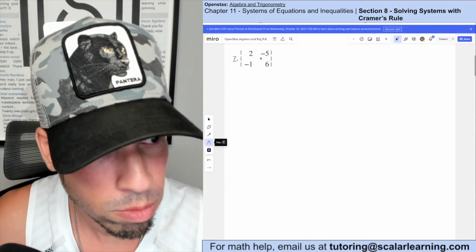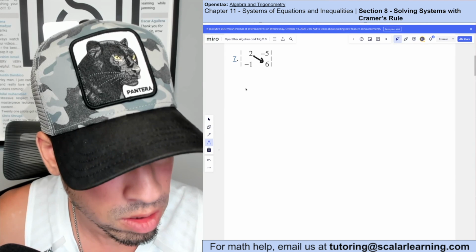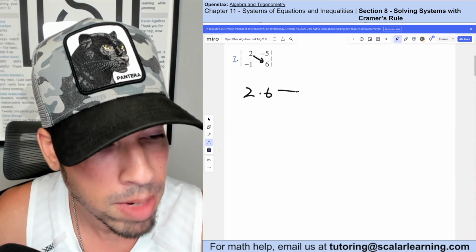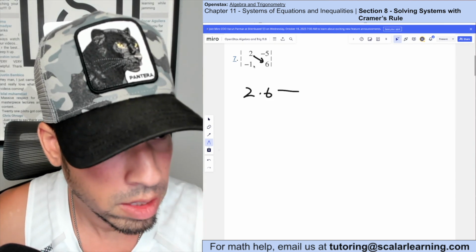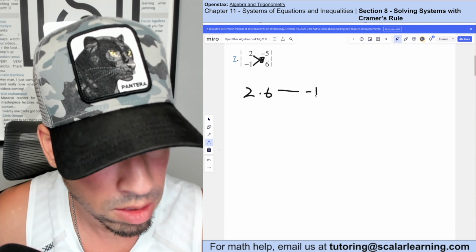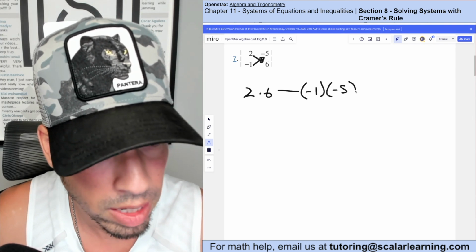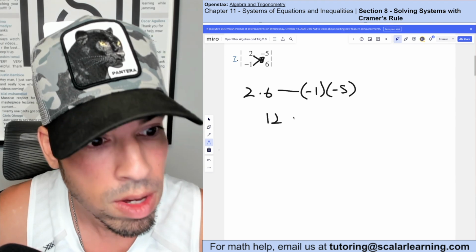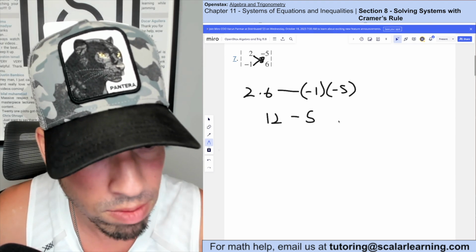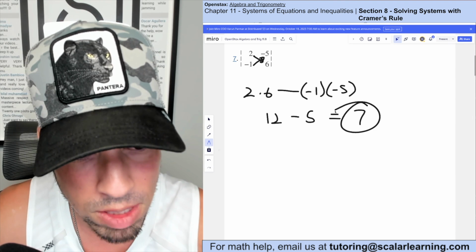So once again, for a 2 by 2, we do A times D, or in this case, 2 times 6, minus, and then we do C times B, so that's -1 times -5, like so. 2 times 6 is 12, minus -1 times -5 is 5, which gives a determinant of 7, boom, done.